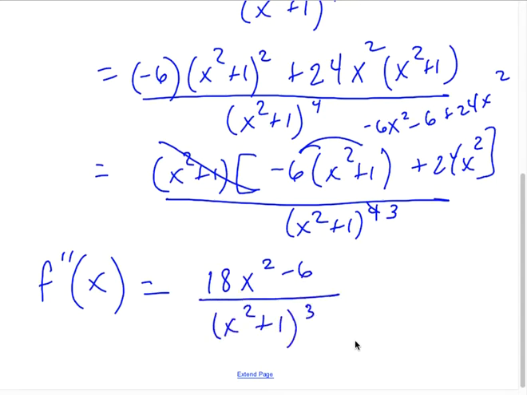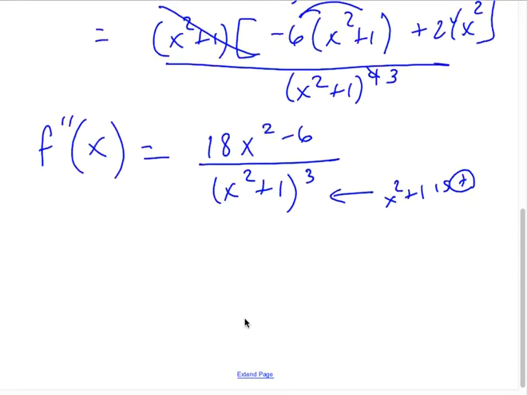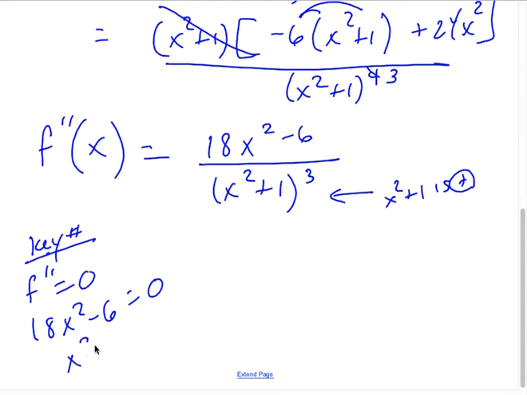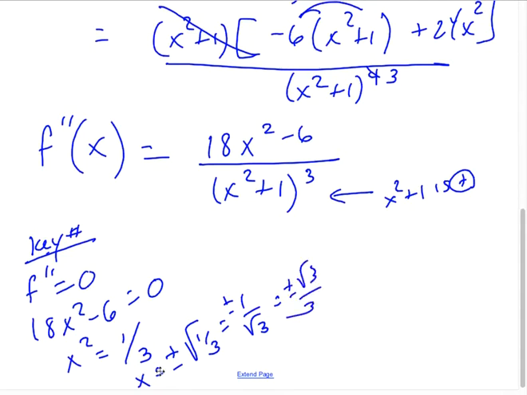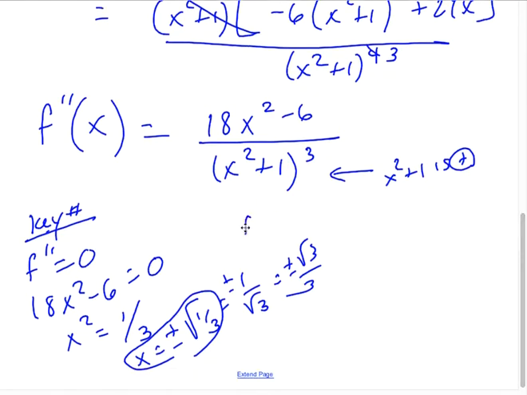X squared plus 1 is positive for real numbers, which means the whole denominator is positive. It's never 0. My only possible points of inflection, so now when I go to find those key numbers, either f double prime is 0, which is 18x squared minus 6 is 0, x squared is 1/3, right? X is plus or minus, and you can leave it as a root 1/3. You could make it a 1 over a root 3. You could even rationalize if you really want, but I would suggest this is totally legit and fine. Why would you do extra math, right? No reason to do more work. Or f double prime does not exist.